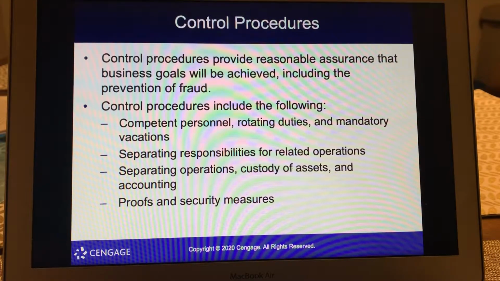Control procedures include the following: competent personnel, rotating duties, and mandatory vacations, separating responsibilities for related operations, separating operations, custody of assets, and accounting, proofs, and security measures.